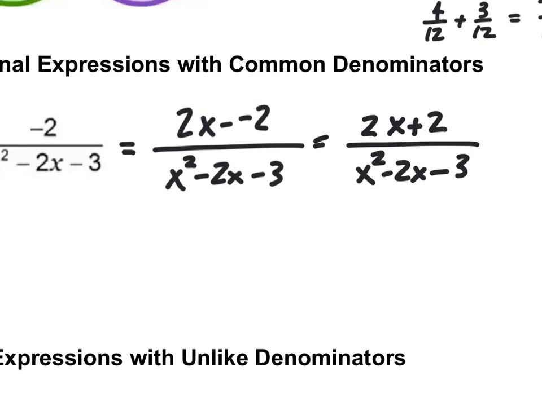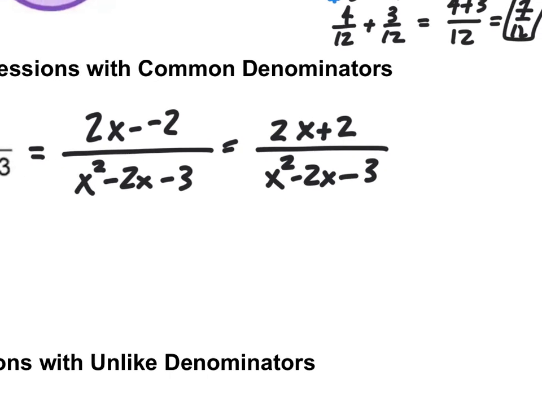Now from here, we want to subtract them, but we also want to simplify our fractions or rational expressions. So what I'm going to do is factor my denominator. Okay, and I have to think: two numbers that multiply to negative 3 but add to negative 2. And that's going to give me negative 3 and positive 1. So I get x plus 1 times x minus 3.